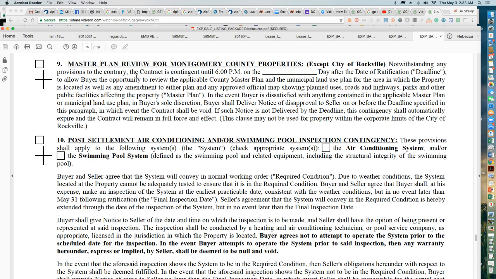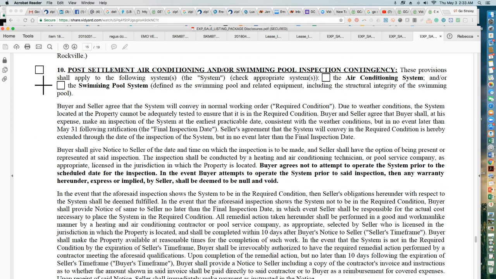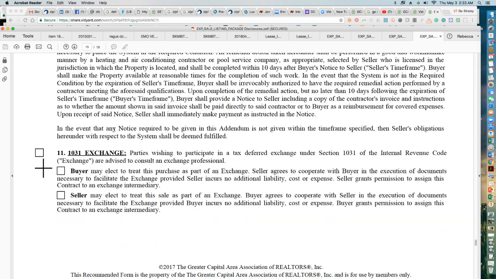Master plan review for Montgomery County. Today we're not talking about Maryland, so we will just skip by that one. Post-settlement, air conditioning or swimming pool. And so just check the correct party, and then all the verbiage here will apply.